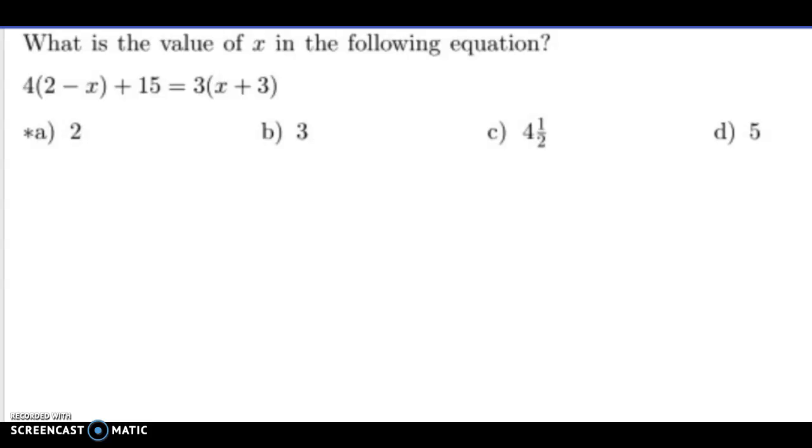Everybody, this is CR number 13, helper video number 5. It says, what is the value of x in the following equation?